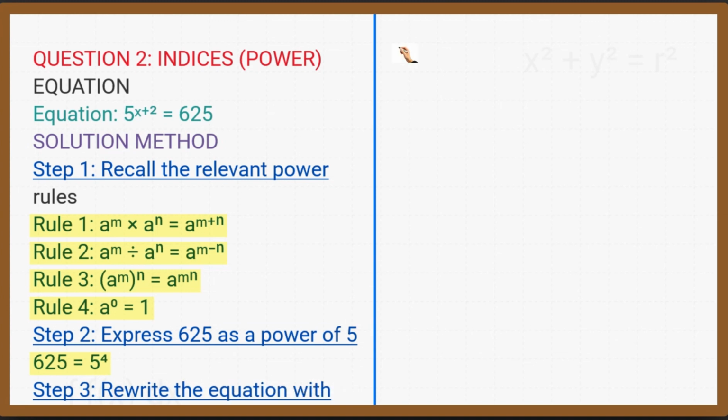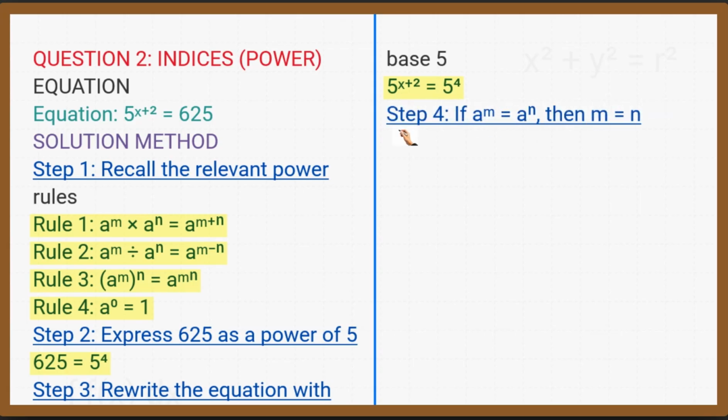Step 3. Rewrite the original equation with the base 5. So 5 to the power of x plus 2 equals 5 to the power of 4. Notice how now both sides have the same base. This is perfect because it allows us to use the equality of exponents rule. Step 4. Apply the equality of exponents rule. Now remember that if the bases are the same, then the exponents must be equal. So we can set x plus 2 equal to 4. This gives us a simple linear equation to solve for x.